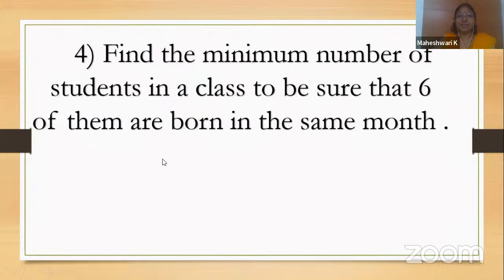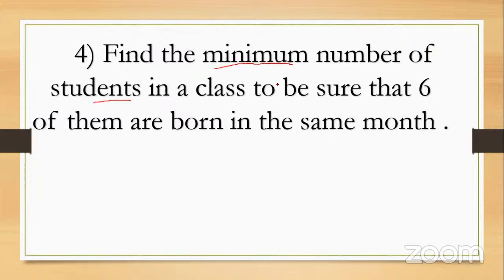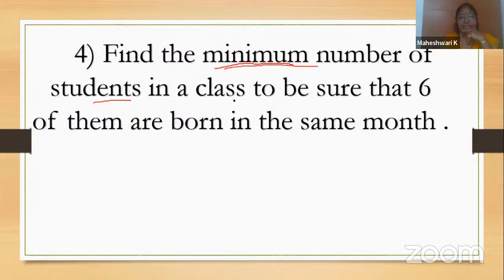Now, moving further with the next question: find the minimum number of students in a class to be sure that 6 of them are born in the same month. You have to find the minimum number of students. How many students are there? That is what we have to calculate, the total number of students in the class.